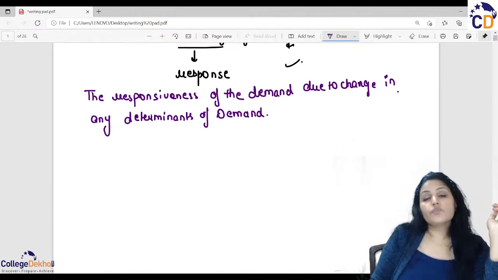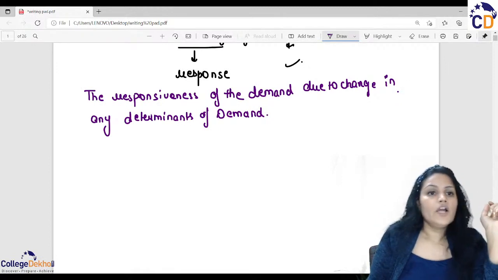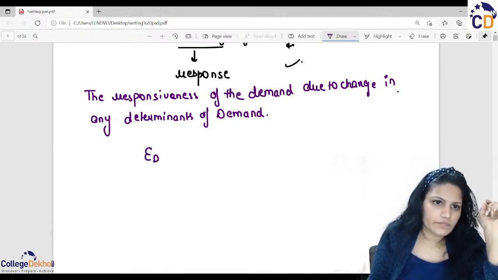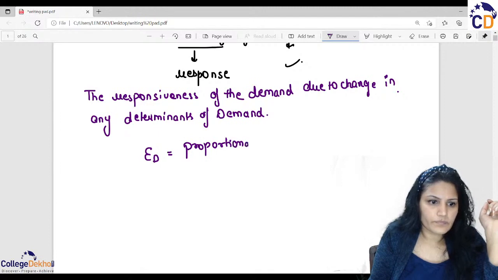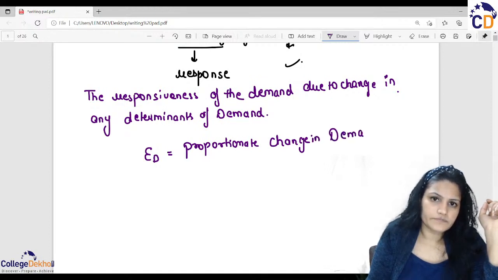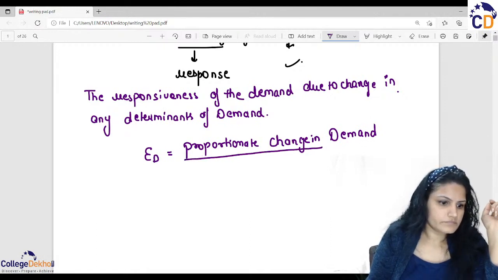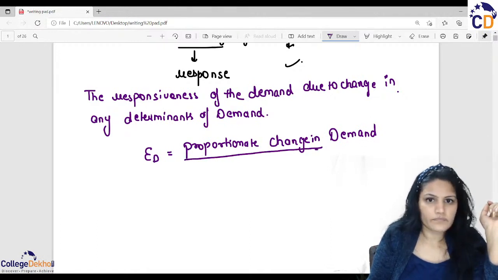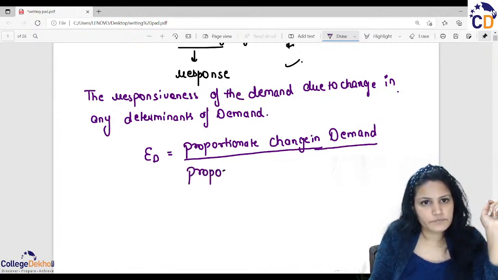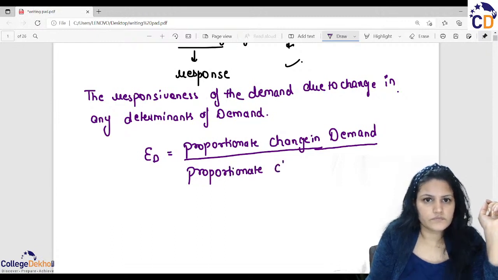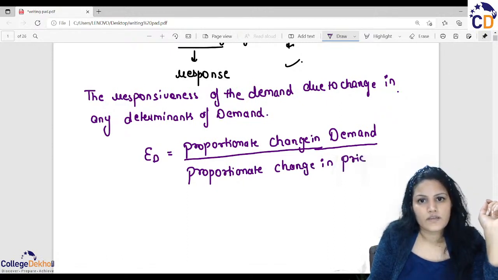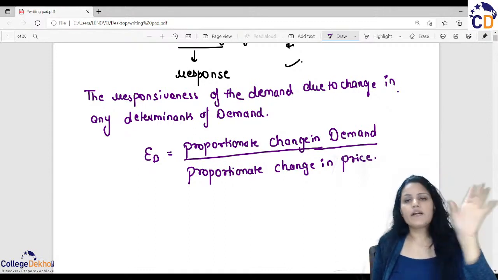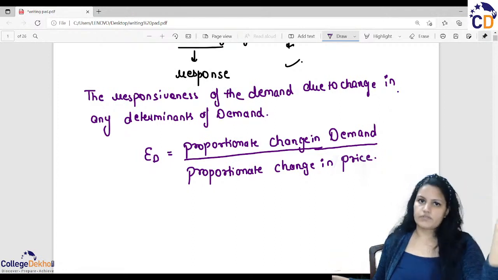So when we use a denoted word, we say elasticity of demand will be ED. That will be equal to the proportionate change in demand upon proportionate change in, let's suppose, price. There may be a price, there may be an income, there may be a price of the other product. We are going to discuss it.